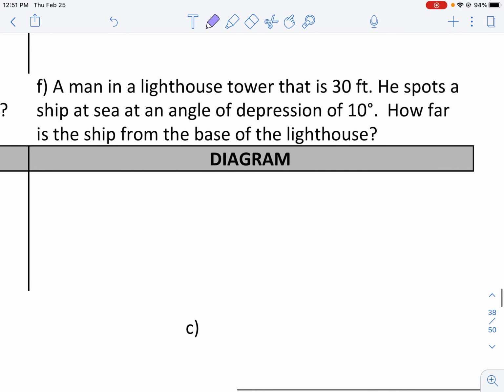If you guys could look at F. Okay, so we have a man in a lighthouse. I don't like how it just says a man. Let's make this into a girl. Miss Falla is in a lighthouse.